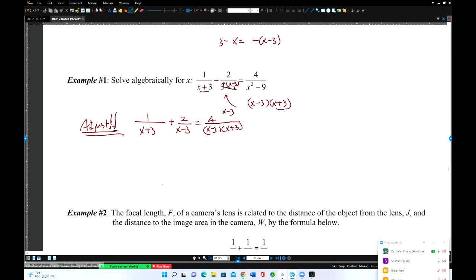Now, LCD is what? This is the LCD. You multiply this LCD to the terms. First of all, x plus 3 is out, so you get only x minus 3. For the second term, x minus 3 is out, so you get x plus 3.